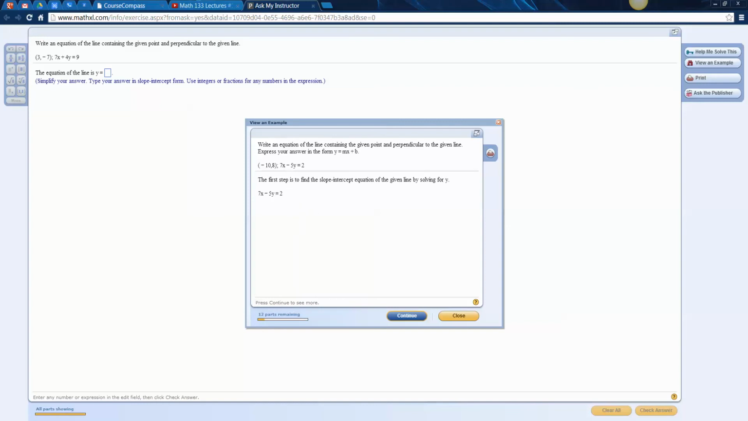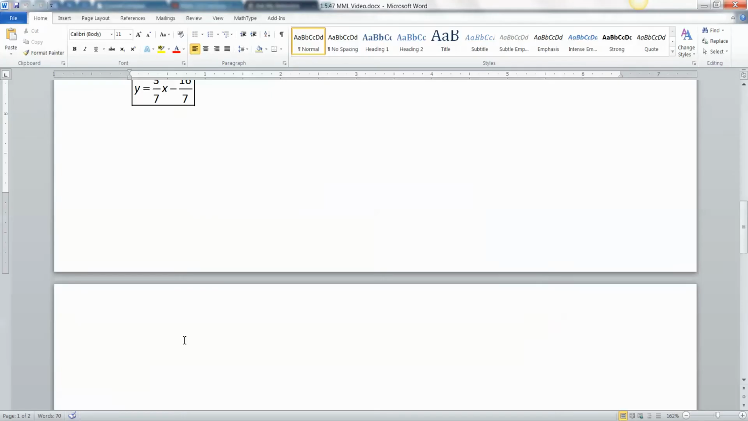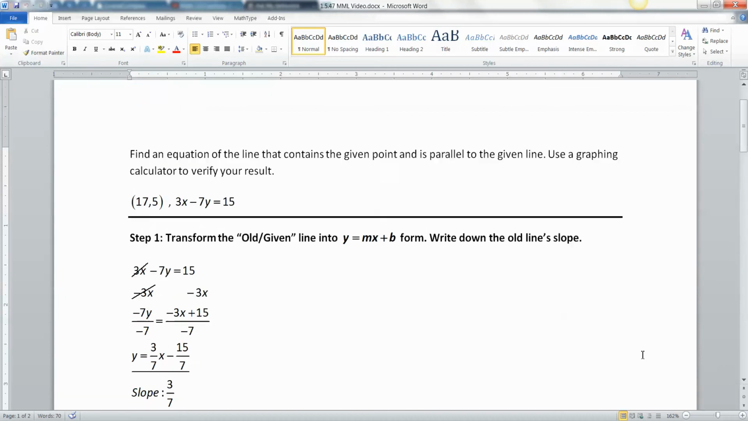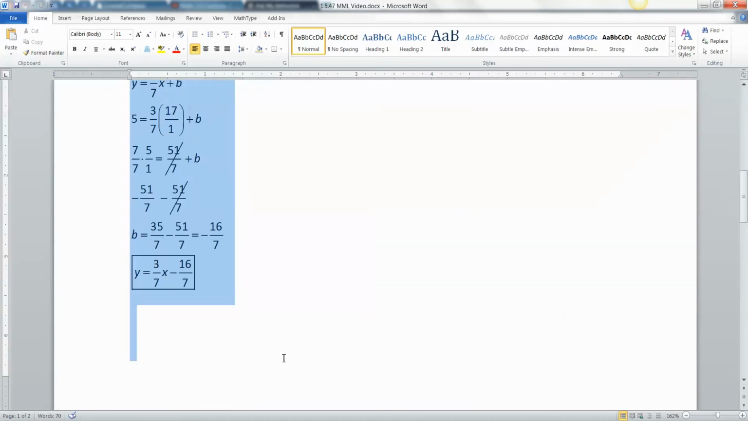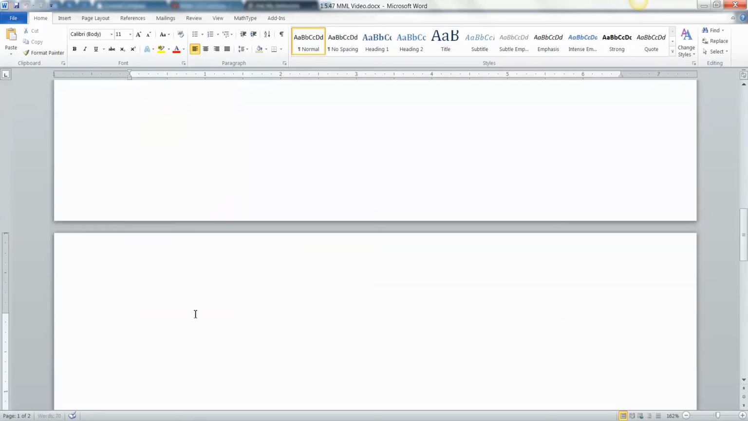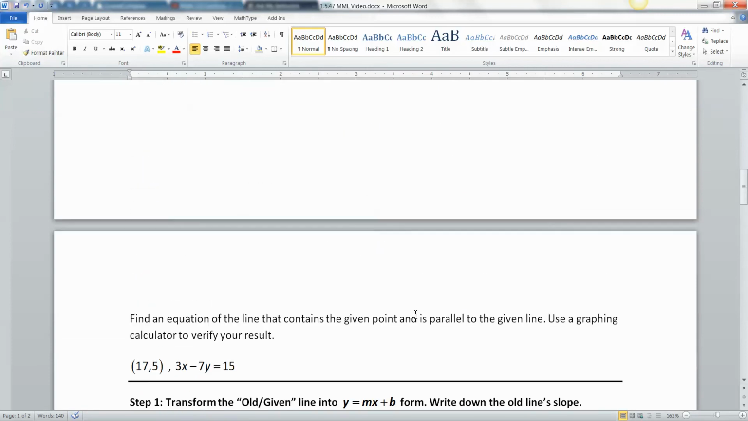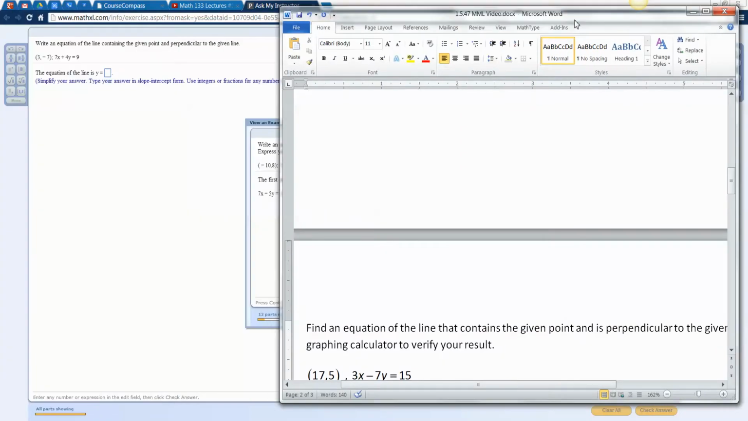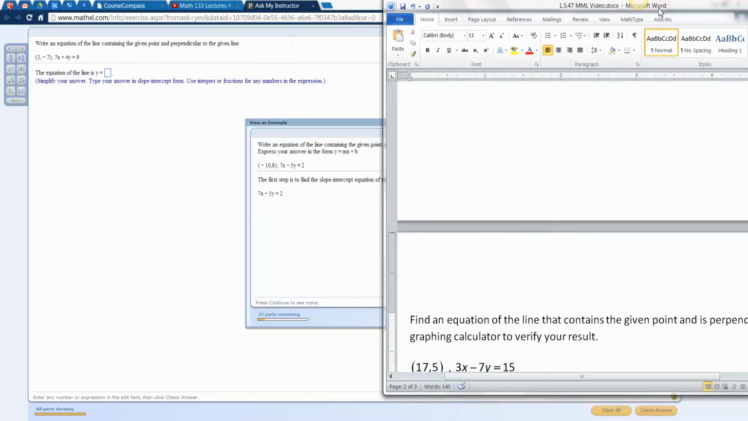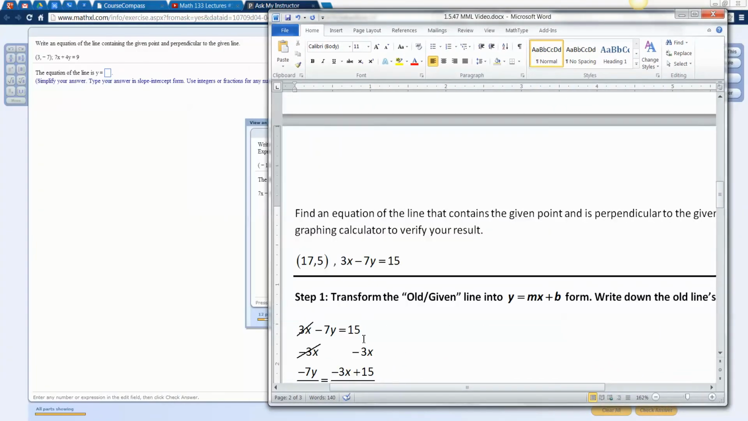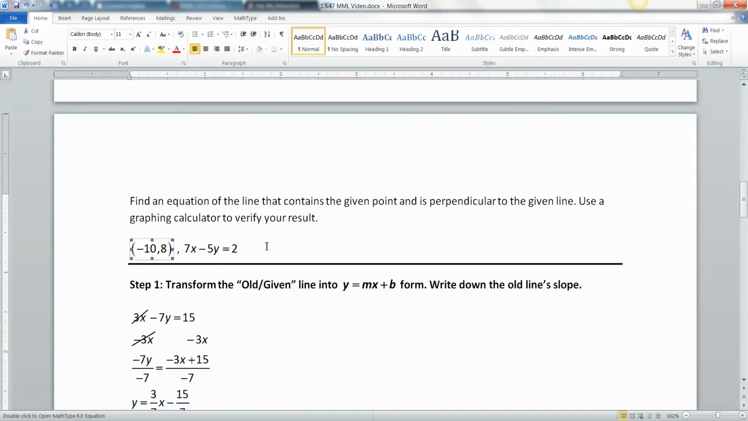Okay? All right, so let me bring up a lovely document here. And actually, I did one in another video that was very similar, but the one I did in the other video was parallel. We want perpendicular on this one. And the numbers I'm going to be using are, let's see, -10, 8. Let me type the problem up. There we go. Okay, so we've got -10, 8, 7x minus 5y equals 2.